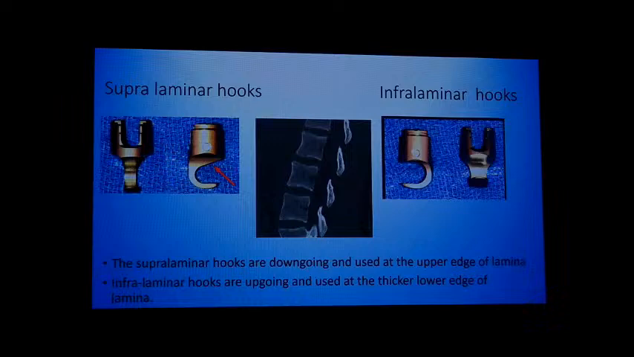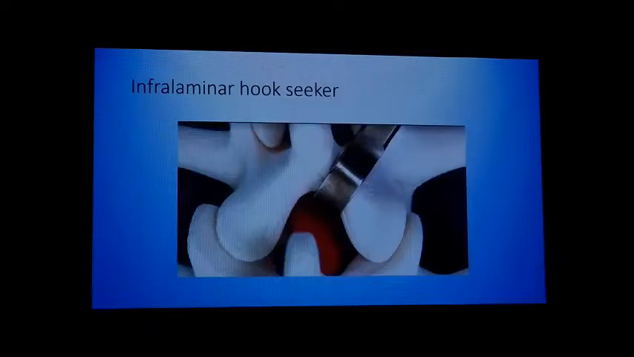But these are very strong. With the supralaminar hooks you can see that the throat height is smaller to accommodate this, and it is also a little obliquely placed, to accommodate the slope of the lamina. And then the infralaminar hooks you can see here have a much wider throat, and it accommodates the wider caudal edge of the lamina. So these are infralaminar hooks.